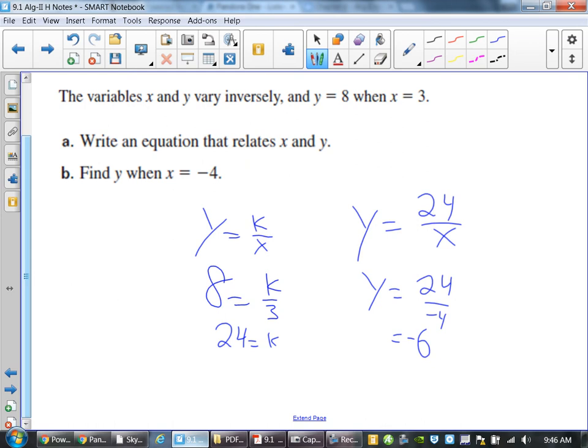It just asks you what's y when x is negative 4. You had to figure out what the value of k was in order to figure out what y was. Inverse variation stuff, there's really not a lot of craziness here. What this is trying to get us ready to do is to graph inverse relations where they're going to do stuff like this.